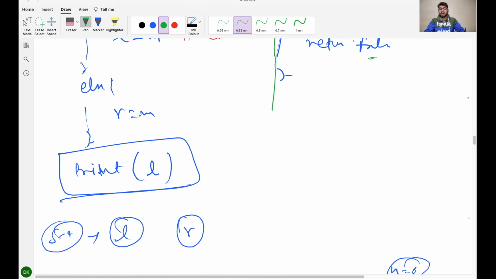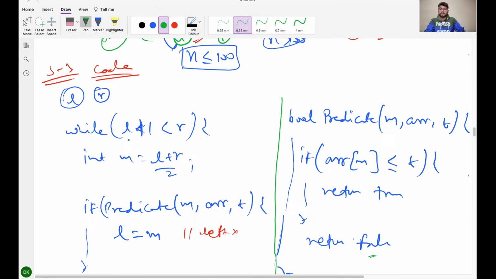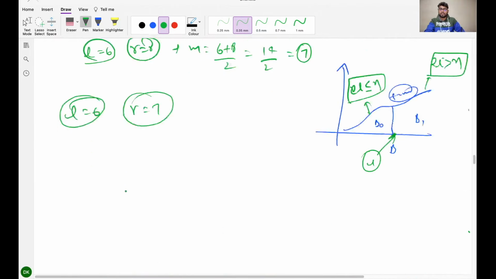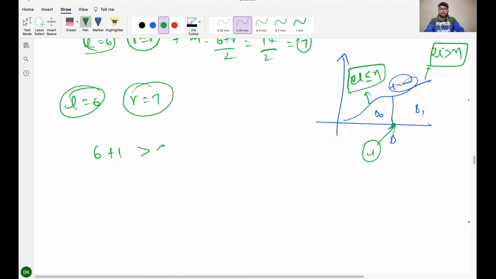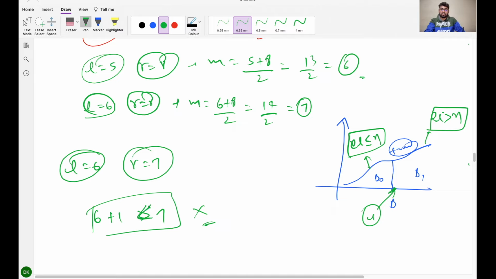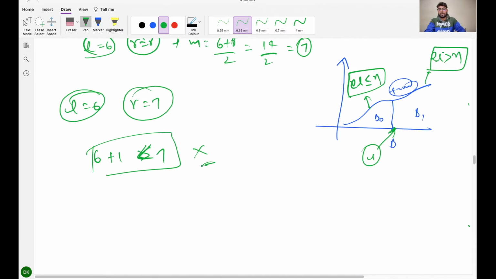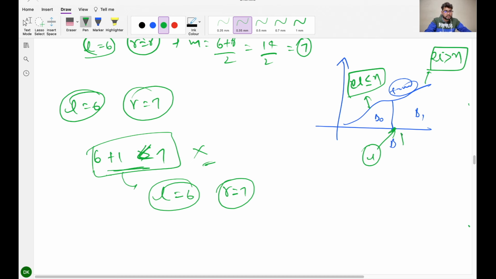Then in my while loop, every time we check, 6 plus 1 is greater than 7? No, it is equal to 7. So, less than 7? No, it is equal to 7. So at this time the while loop does not satisfy this condition and the while loop breaks. So we see L is equal to 6 and R is equal to 7, and we can also see that L is at my last index and R is just one unit greater than L.